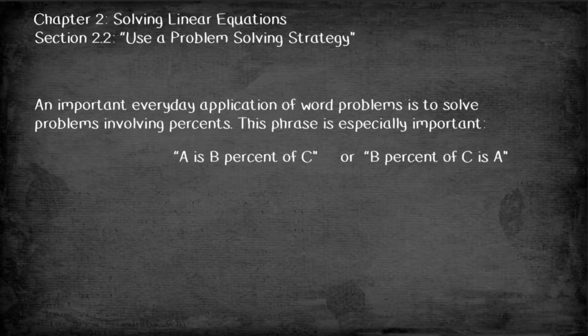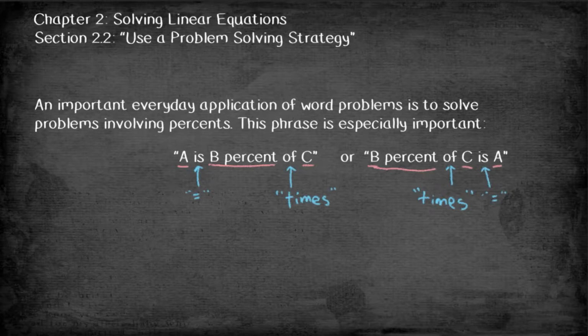These two phrases or some variation of them appear a lot in these problems. A is B percent of C, or B percent of C is A. And all of these words have significance. So A, B percent, and C are the quantities involved. The word is means equals, and of means times. So what we end up with is A equals B times C. Or if you're looking at the second phrase, B times C equals A.